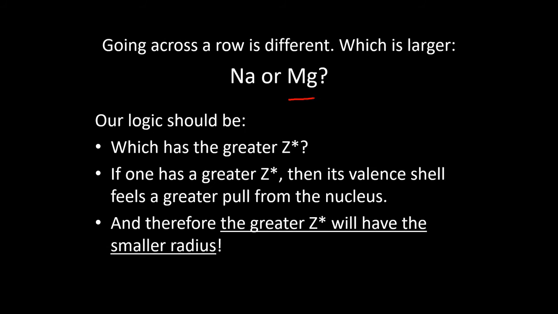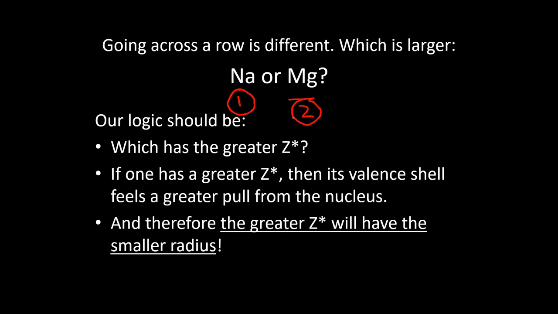To try and understand this, let's think about the effective nuclear charge. The effective nuclear charge for sodium is 1. The effective nuclear charge for magnesium is 2. And if you don't believe me, you can go back and do the calculations on those. What the effective nuclear charge is telling us is that the outermost electrons in sodium feel the nucleus less than in magnesium. They don't have as much of an attraction, so to speak, to the nucleus as they do in magnesium. The effective charge of the nucleus is larger in magnesium.